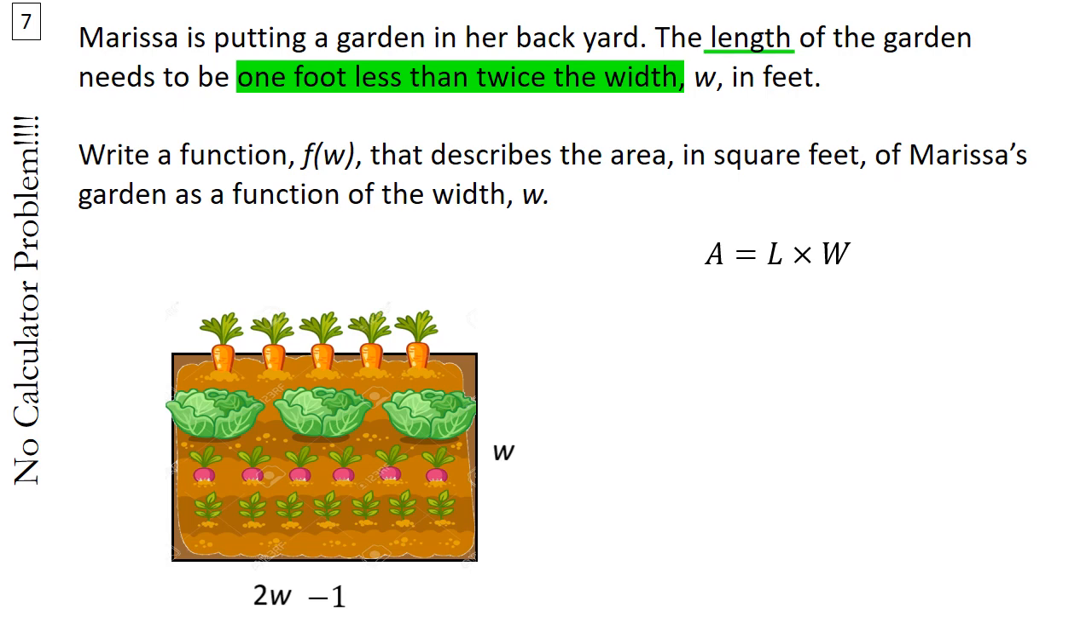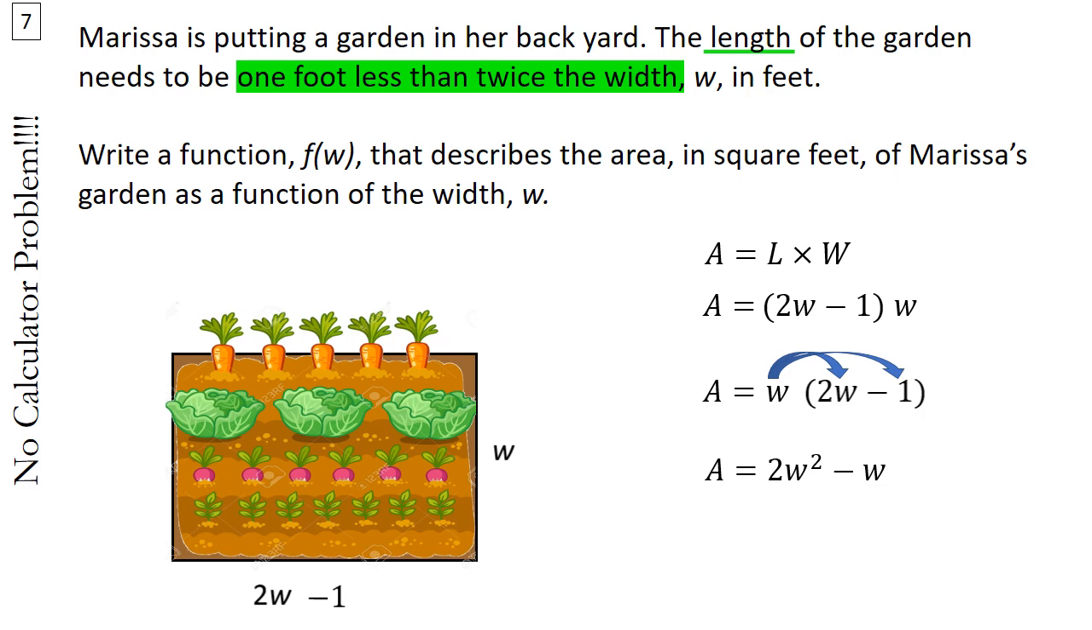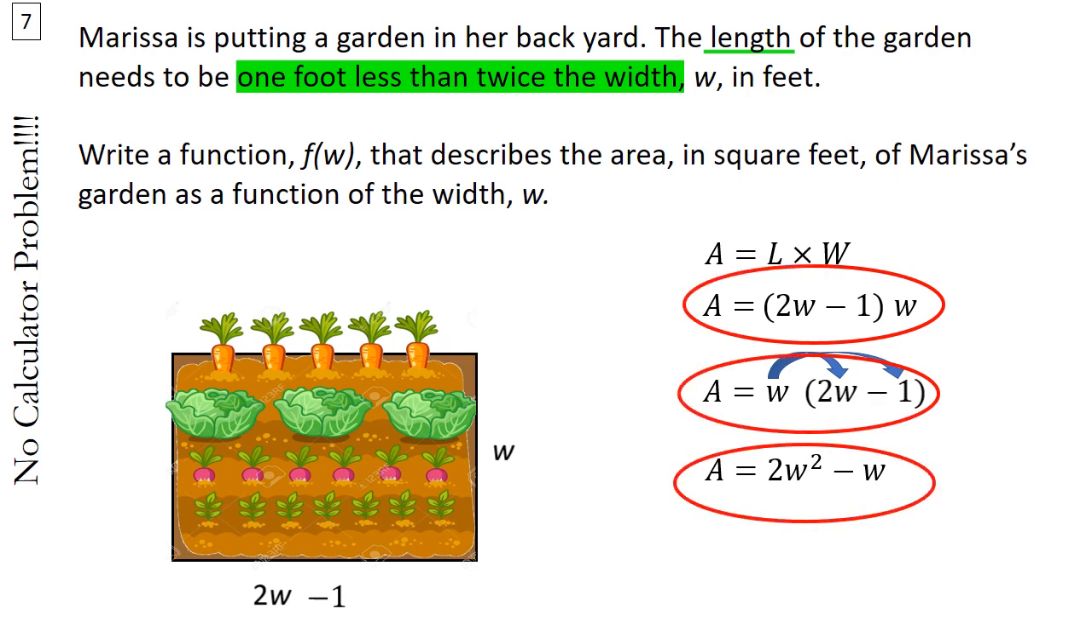So the area is going to be length times width. I just need to multiply those. So 2w minus 1 is my length, w is my width, and I multiply them. And that's honestly an answer. Or I could switch it around. Some people like the w out front first, or some people would want to distribute it and call it 2w squared minus w. But it didn't say anything about what form we wanted to put it in. Any one of those is a perfectly good answer.